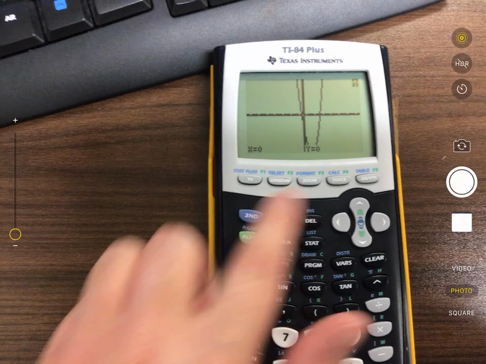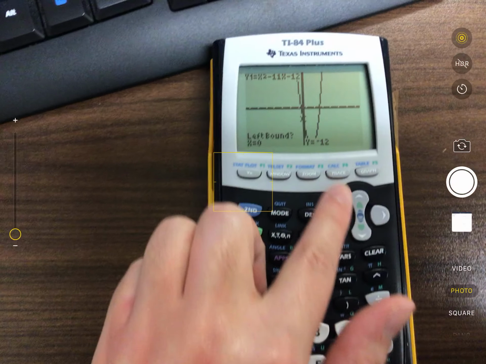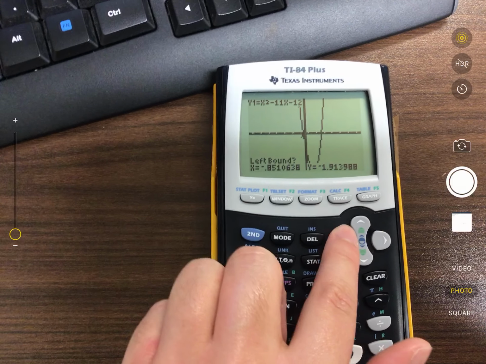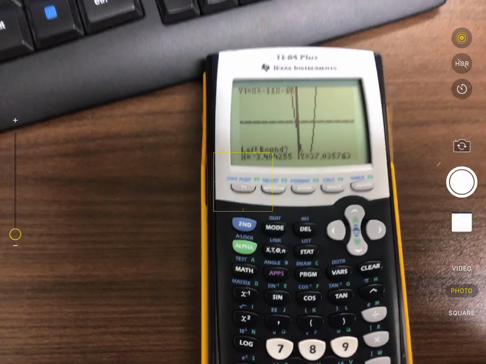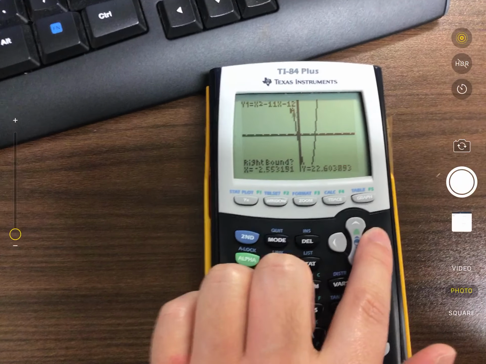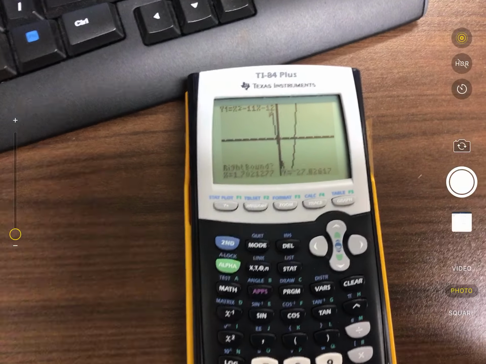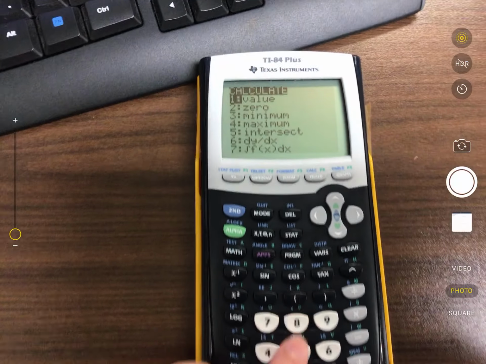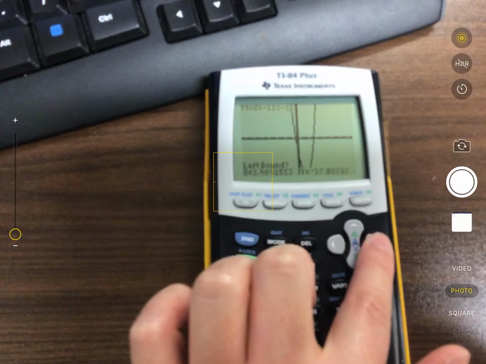Okay, it looks like I do have two x-intercepts, so I'm going to hit second trace 2. Get that blinky spider as close to it as possible. Hit the left button 3 times, 1, 2, 3. Enter, right button 6 times, 1, 2, 3, 4, 5, 6. Hit enter and enter one more time. X is at -1.